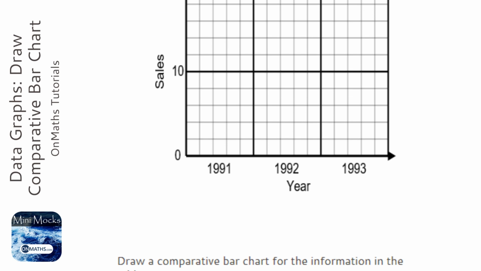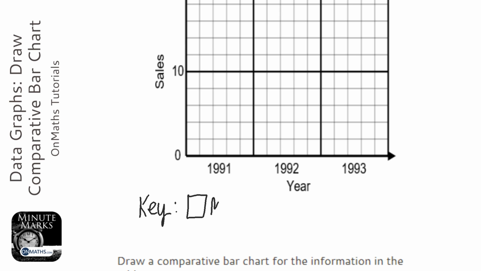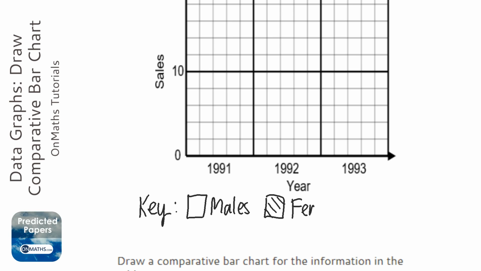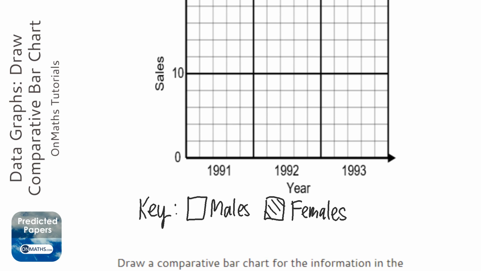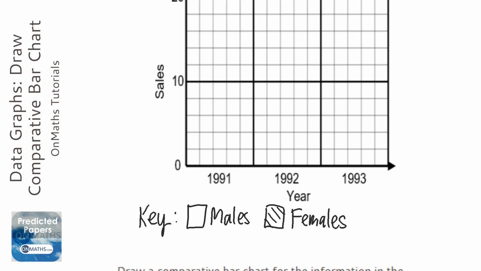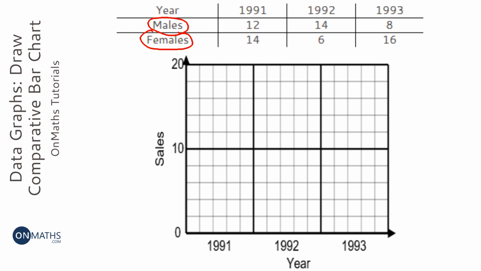First thing to do is do a key. So how are we going to tell the difference between males and females? Well, I'm going to leave males blank and I'm going to shade in females. And the key is really important to show. Don't do any elaborate sort of spots or dots or anything, just have one unshaded and one shaded. Let's keep it simple.